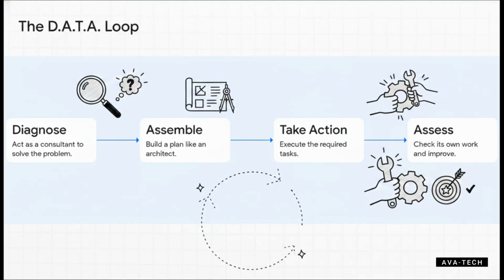Which brings us to section 2, inside the DATA loop. The literal brain of the whole operation, the real engine behind an agent, is what we call the DATA loop. DATA stands for diagnose, assemble, take action, and assess. First, it diagnoses a problem, kind of like a consultant. Next, it acts as an architect to actually assemble a plan. Third, it takes action and executes the tasks. And finally, and seriously, this is where the magic happens, it assesses its own work. You know, basic automations just do a job and then stop. But this continuous autonomous cycle, that is exactly what separates a true agent from just some simple script.